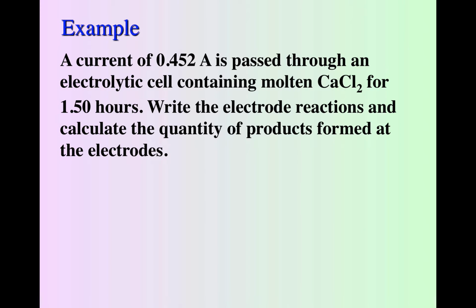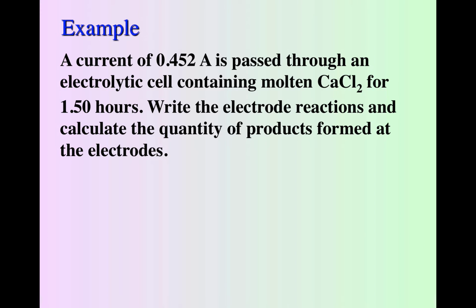So this is a typical problem. A current of 0.452 amperes is passed through an electrolytic cell of molten calcium chloride for 1.5 hours. Write the electrode reactions and calculate the quantities formed at the electrodes.